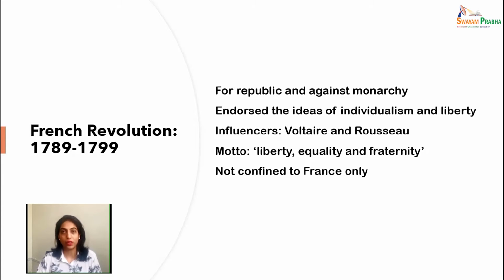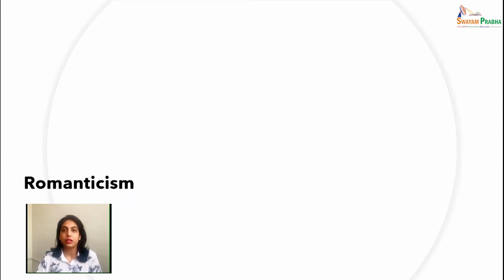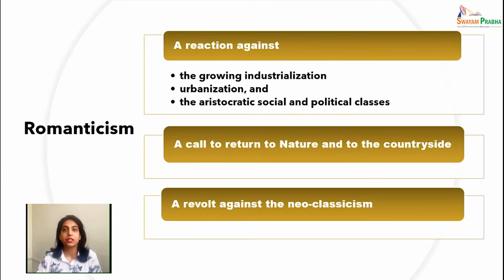Change became the buzzword of the time. Thus, amidst the social and political upheavals, the technological innovations, and the overall changes that Europe underwent at that time, it can be said that from the literary perspective, Romanticism was a reaction against the growing rationalization, classicism, and rigidity of normativity, industrialization, urbanization, and the aristocratic social and political classes.